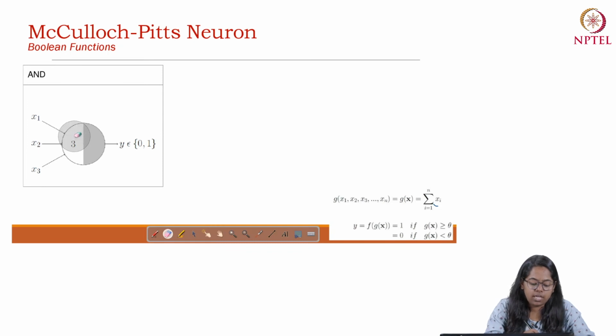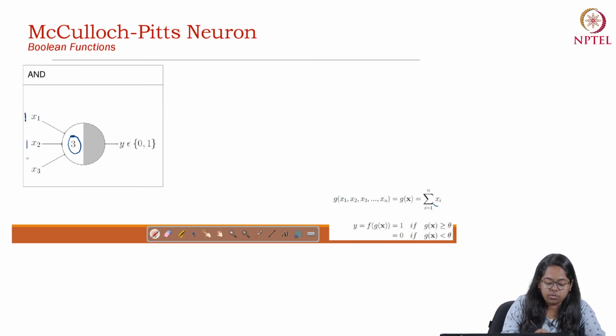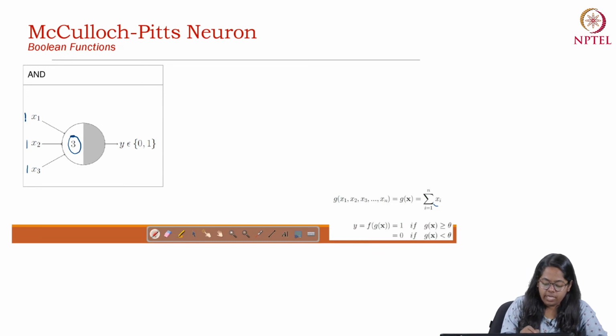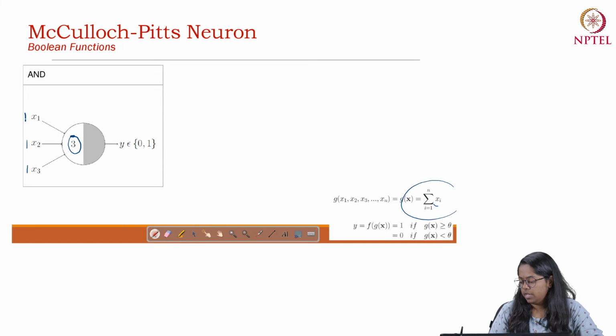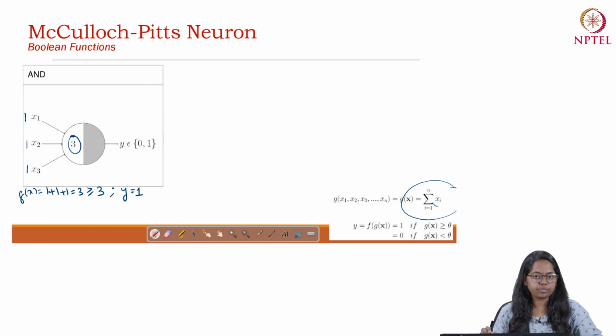So that is why here our theta is actually 3, because if x1, x2 and x3, all the three, are 1, then only this neuron should be fired. So based on the equation here, if all of these three are 1, then our g(x) becomes 1 plus 1 plus 1, equal to 3, which is greater than or equal to 3, and that is why our y here would be 1.